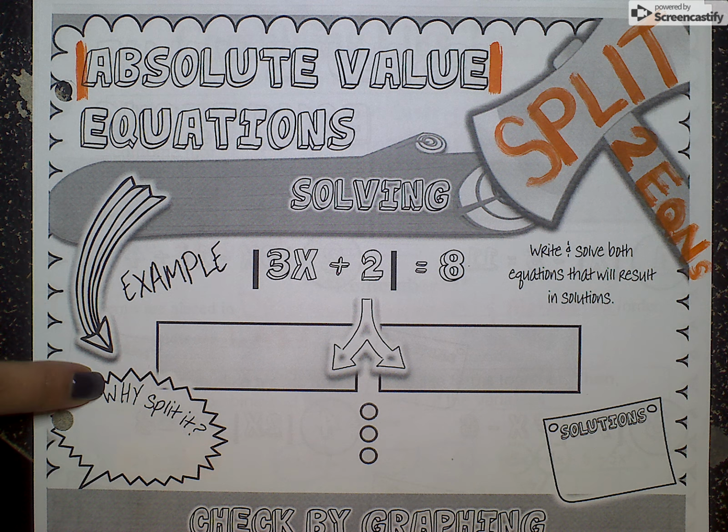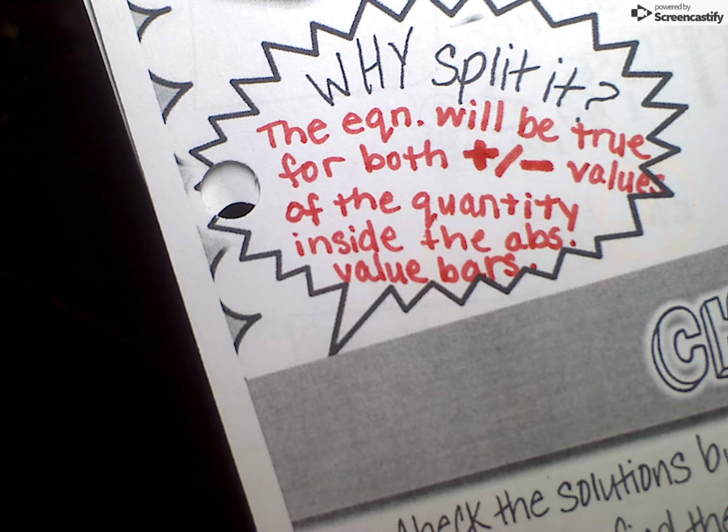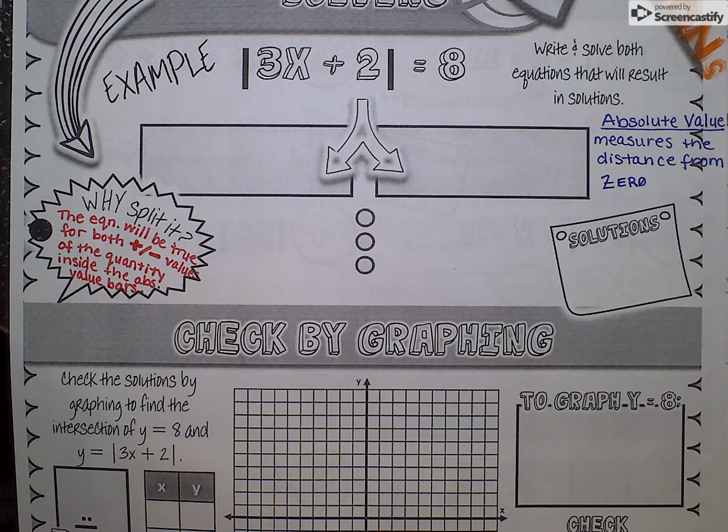So let's go ahead and answer this question first. Why? The equation will be true for both positive and negative values of the quantity inside the absolute value bars. And well, simply put, you may want to recall what it means whenever we're talking about absolute value. And I'd like to define that over here. The absolute value measures the distance from zero.